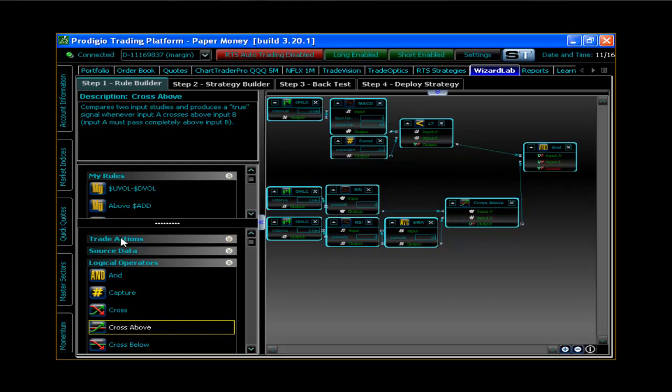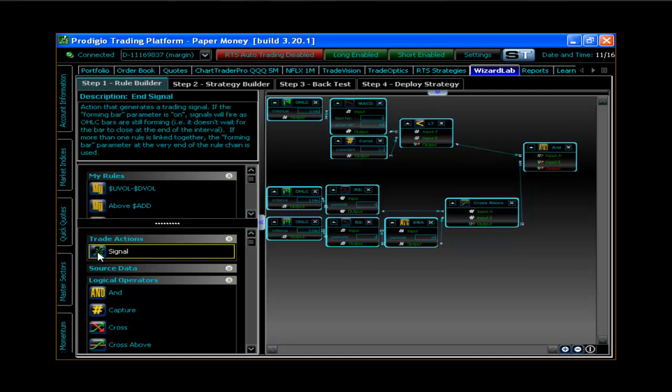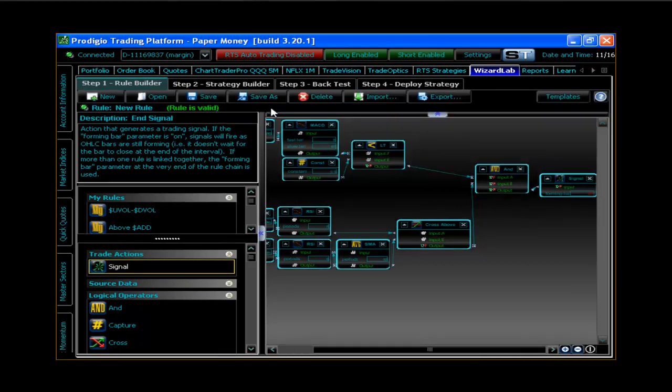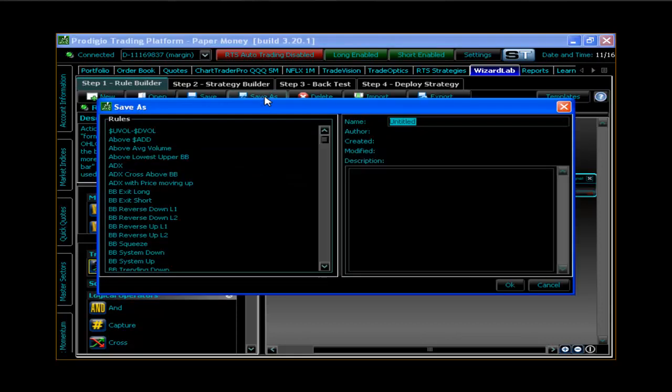And what I do is I go into my trade actions, I go into signal, and this is like the period at the end of my sentence. All this is wrapping up the rule. And when that's completed, the rule will be complete. And when I save it, it's going to tell me, okay, the rule is valid. So I can say save as. I'm going to call this RSI mean reversion long. I'm going to call it long and short. This is going to be a long signal.